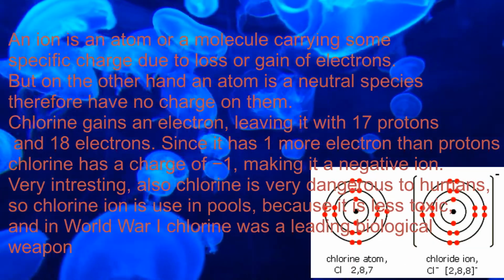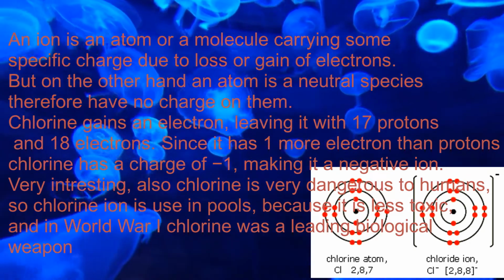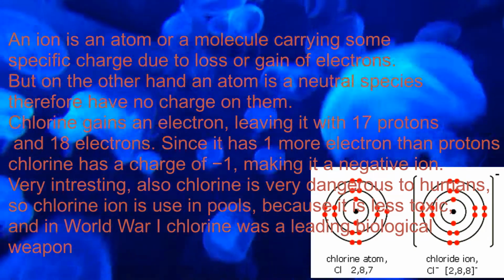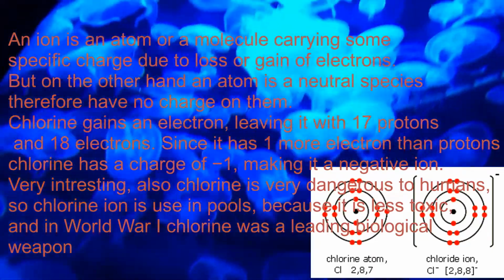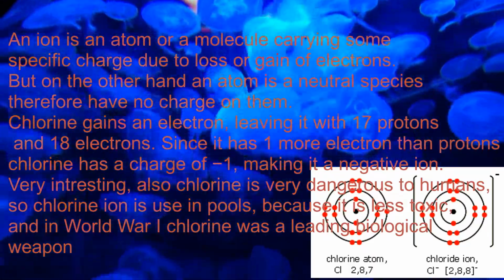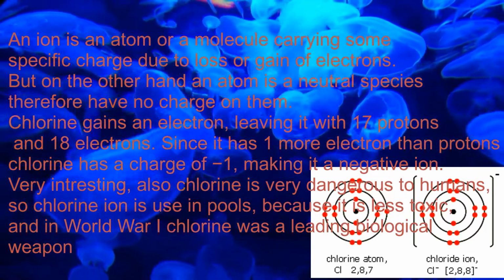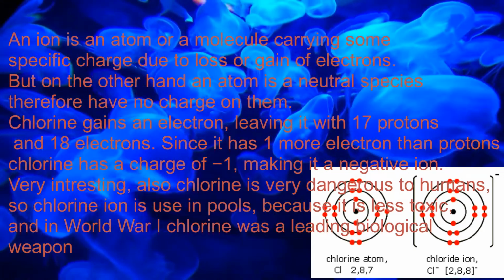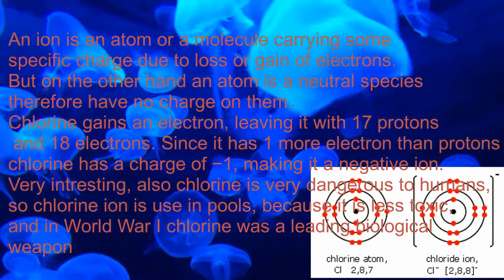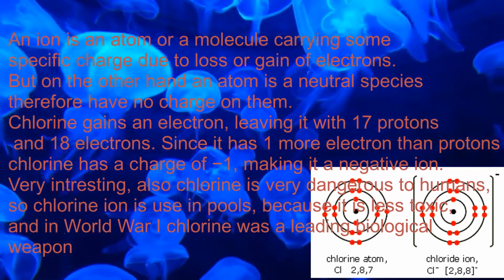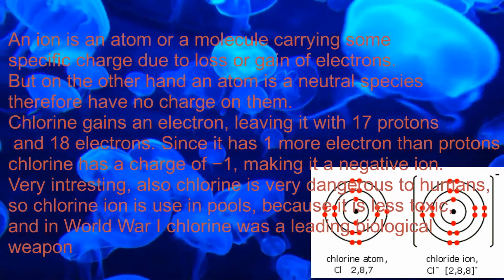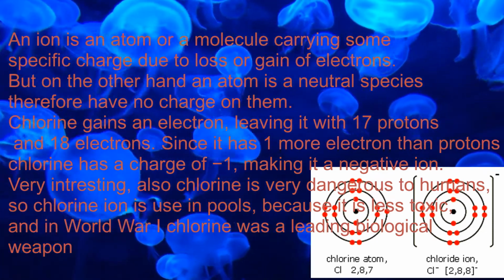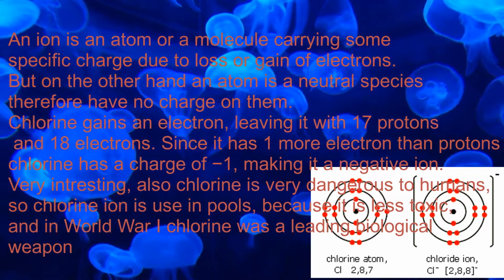An ion is an atom or a molecule carrying some specific charge due to loss or gain of electrons. But on the other hand, an atom is a neutral species, therefore it has no charge. Chlorine gains an electron, leaving it with 17 protons and 18 electrons. Since it has one more electron than protons, chlorine has a charge of -1, making it a negative ion. Very interesting. Also, chlorine is very dangerous to humans, so chloride ion is used in pools because it is less toxic, and in World War I chlorine was a leading chemical weapon.